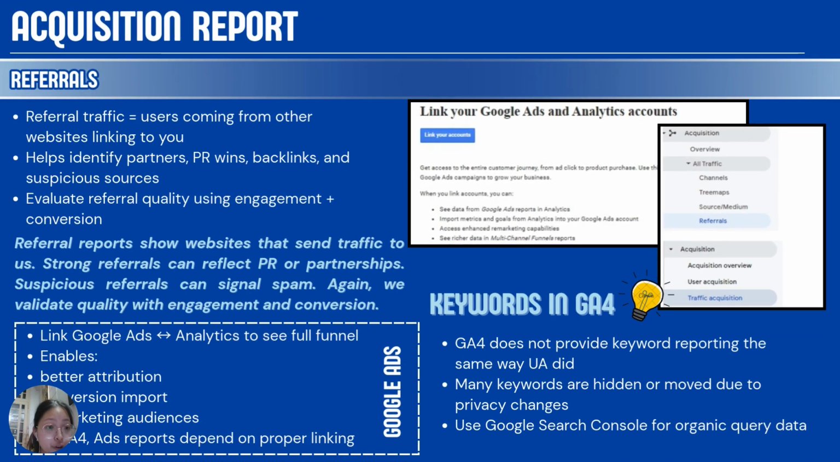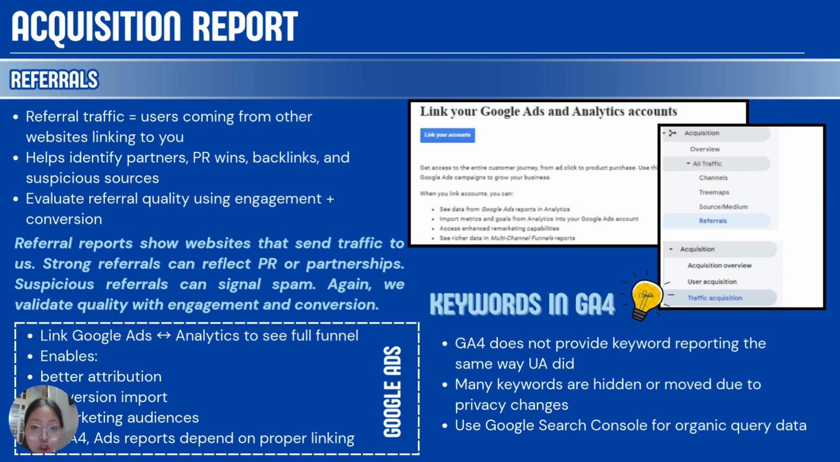Next one is referral. So the referral traffic means users coming from other websites linking to you. This helps identify partners, PR wins, backlinks, and suspicious sources. The referral reports show websites that send traffic to us. Strong referrals can reflect PR or partnerships. Suspicious referrals can signal spam. Again, we validate quality with engagement and conversion.